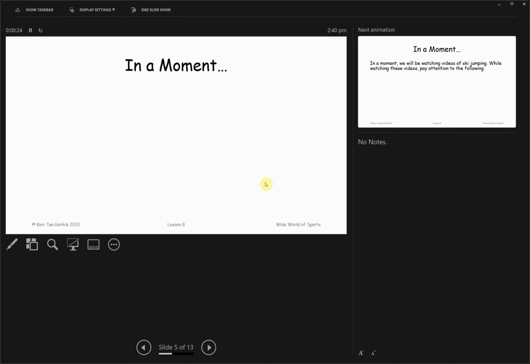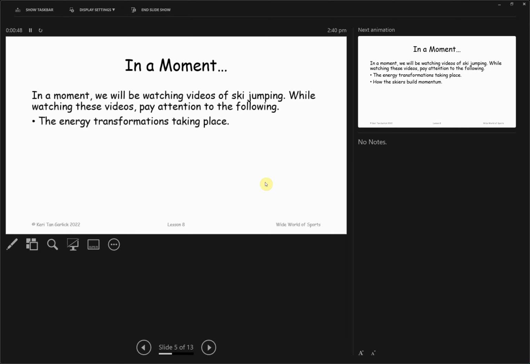All right. So in a moment, we're going to be watching some videos of skiers jumping and flipping. Now, the reason why we're watching these videos is to help us think about how you will design your roller coaster track. It's a very similar idea. You go down a ramp, and then we want to flip, so the flip is going to be in the loop. So some things to think about when you're watching these videos is to think about the energy transformation and how we are getting that type of energy.